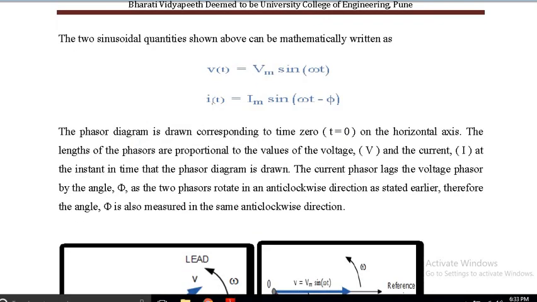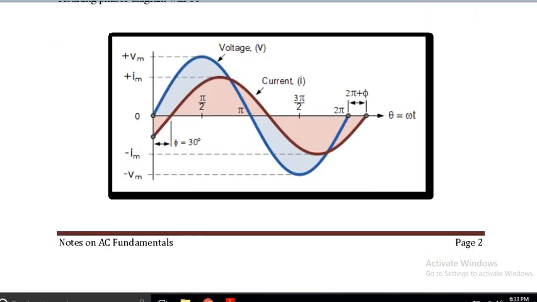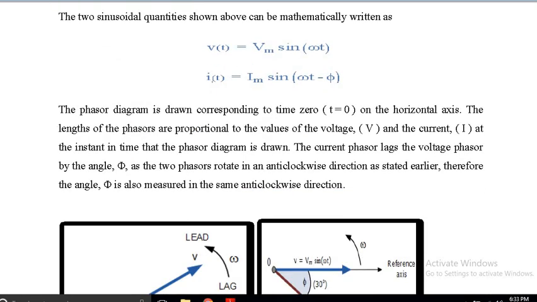So if at all I want to write the equation, if the same case is to be considered, I'll be writing V is equal to Vm sin omega t, but I will write I as Im sin omega t minus 30. Why minus? Because it is lagging. Why 30? Because the difference is 30 degrees. So V of t is equal to Vm sin omega t, and I of t will be equal to Im sin omega t minus phi. This minus indicates that it is lagging.